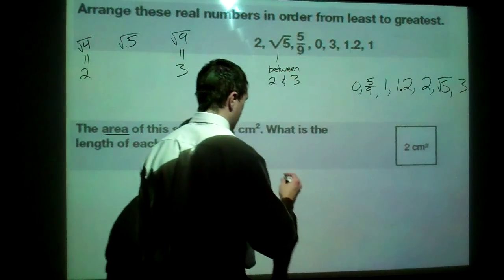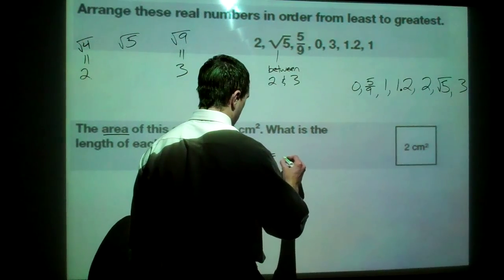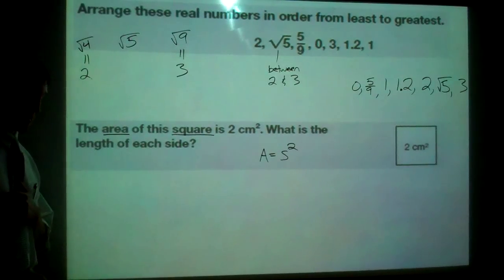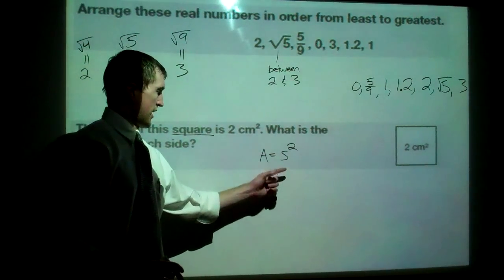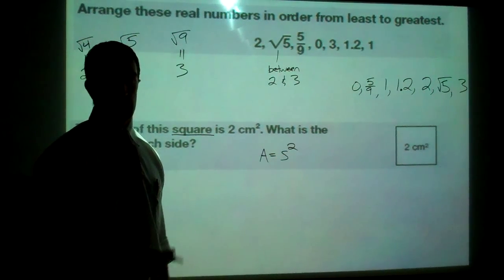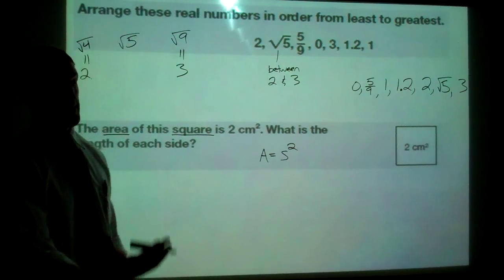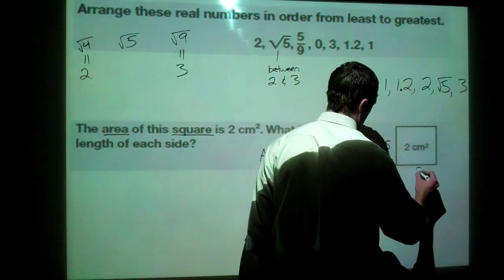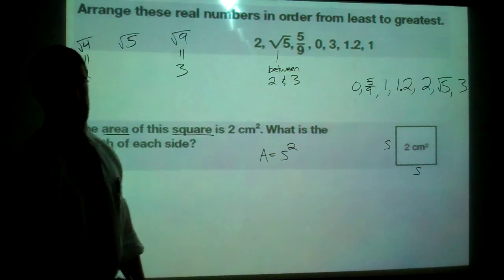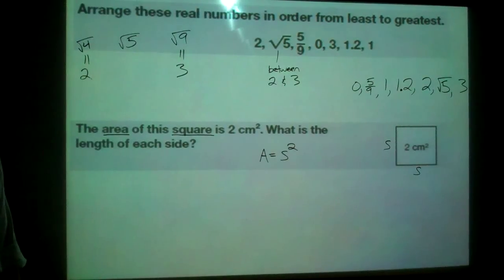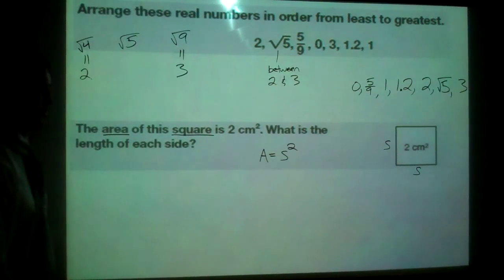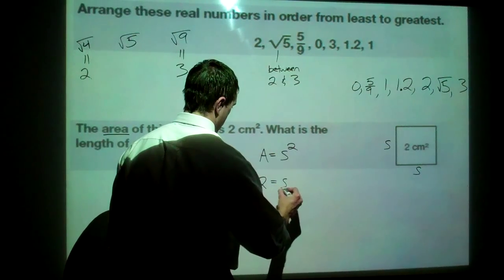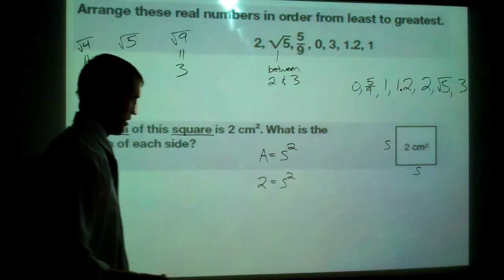Now, area for squares, that's our formula, excuse me. You take your side and you square it, or you multiply s times s, side times side, that'll give you your area. So we're looking for the s, basically. What is the side length of that square? Might not be so obvious. Here's what we do know. We know that 2 equals the side squared. Okay?